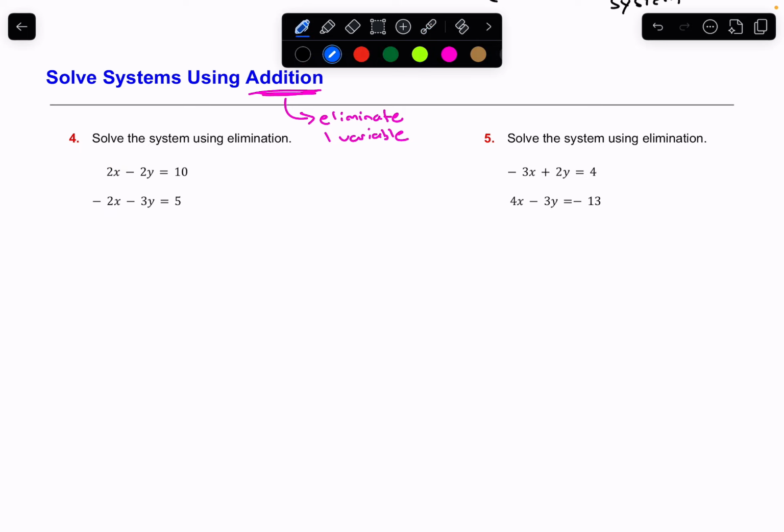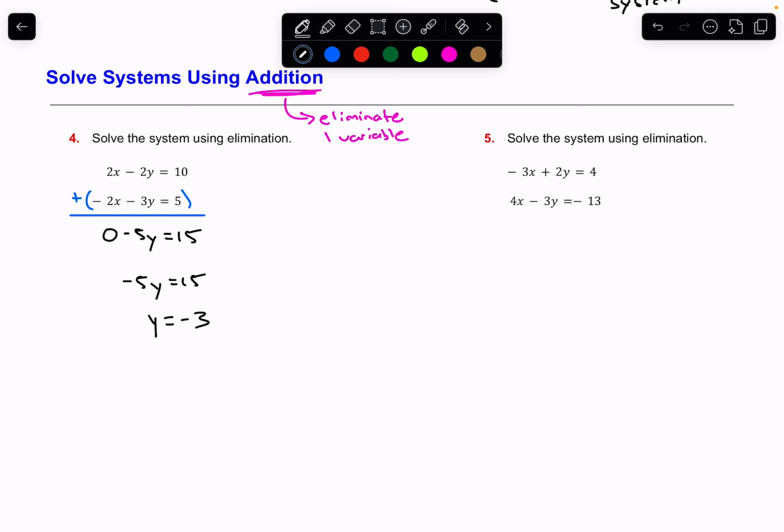So watch what happens. If I just put a plus sign here, and I turn this into an equation, 2x minus 2y equals 10 plus that entire bottom equation, negative 2x minus 3y equals 5, I add vertically just like I would normally. So 2x minus 2x gives me a 0 there. Negative 2y plus negative 3y is negative 5y. And 10 plus 5 is 15. So now this just says negative 5y equals 15. And if I divide by negative 5, I get y equals negative 3. Look how quick and easy that was to get what y is.